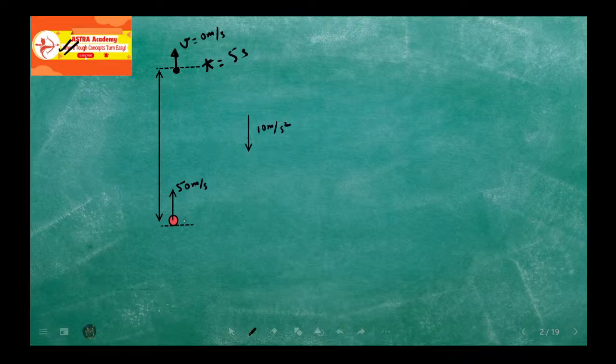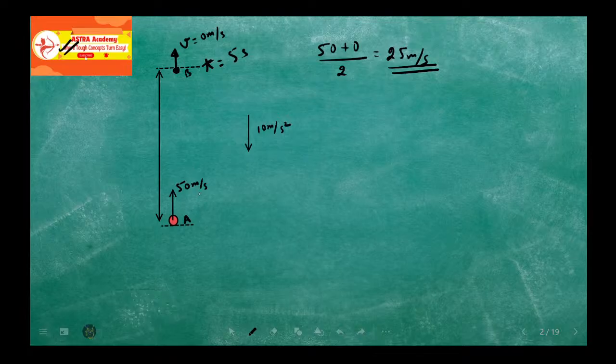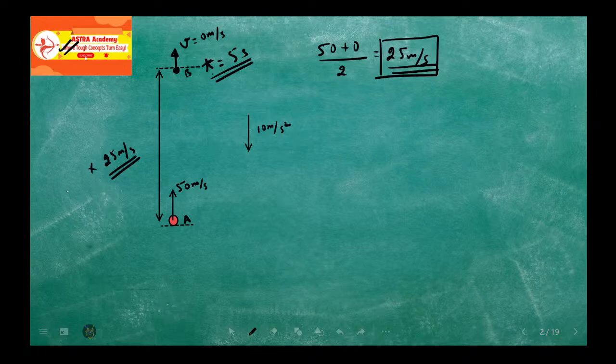What I have told you, you just have to take the average speed between 2 points. If this is point A and this is point B, then what is the average speed between these 2 points? For calculating the average, you just have to find the mean: 50 plus 0 by 2, which is equal to 25. So 25 meter per second is our average speed, the required speed. Now it becomes a sixth class physics question, right? If I know the speed and the time, then what is the distance? It is 25 into 5, which is equal to 125 meters.